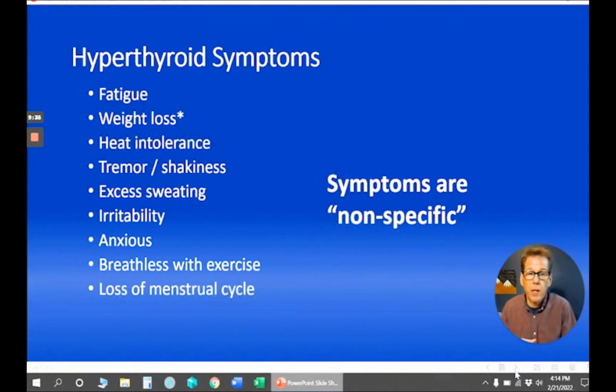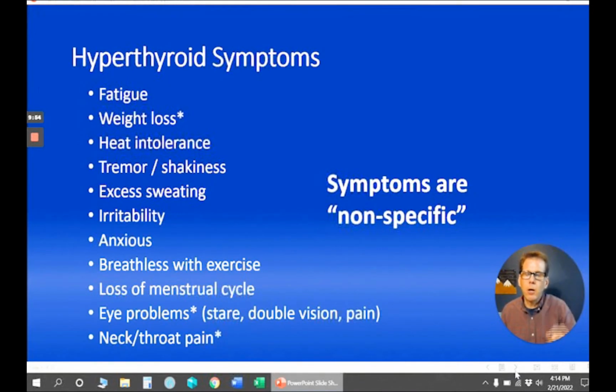If we think about somebody who has an anxiety disorder or somebody going through menopause, a lot of the symptoms will overlap or be the same. Now, there's a little asterisk there by weight loss just to say about 10% of people with hyperthyroidism actually gain weight, probably through stimulation of appetite.